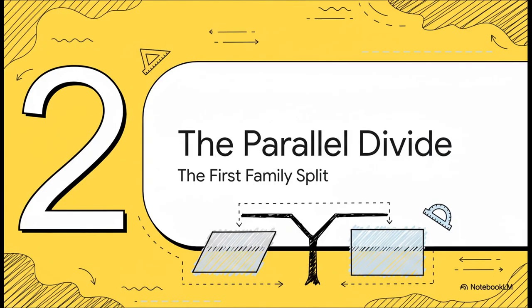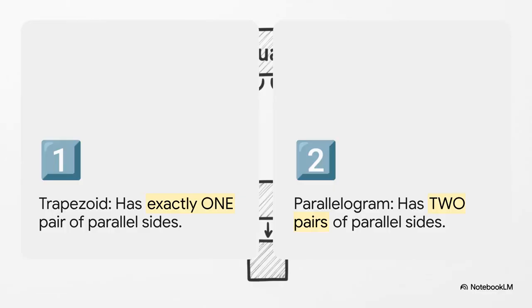You know, like in any big family, you eventually get a major split, usually over some big disagreement. Well, in the shape family, it's all about one thing: parallel sides. And this is where that big split happens. On one side of the family, you've got the trapezoid. Its rule is that it must have exactly 1 pair of parallel sides. No more, no less. But on the other side, you've got the parallelogram, which is a bit more structured. It demands 2 pairs of parallel sides. And just like that, this one simple rule divides the entire family into 2 huge branches.